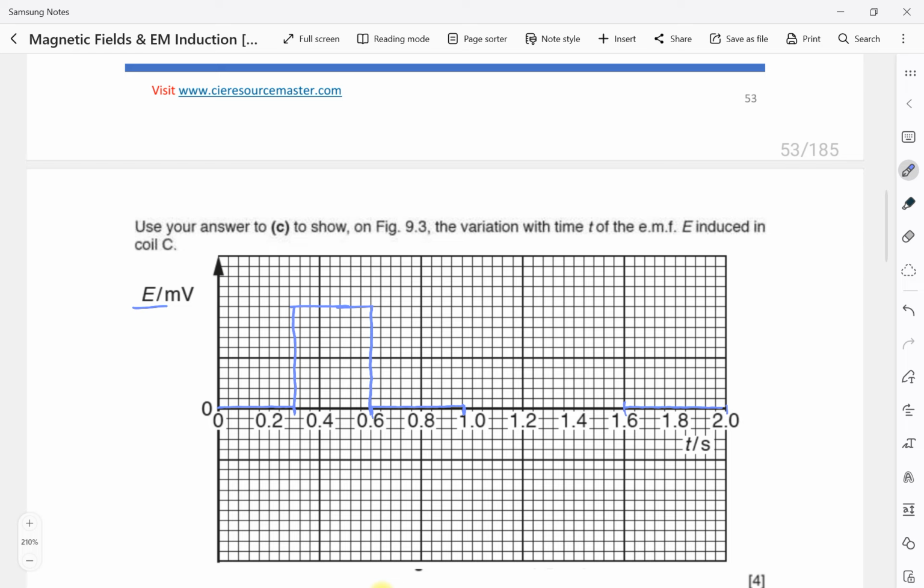With 10 small squares, the graph is in the box here because this is 0.3. Then I'll represent this one at the bottom because they have opposite signs, and the EMF is going to be half of the other one. So this is going to be half.